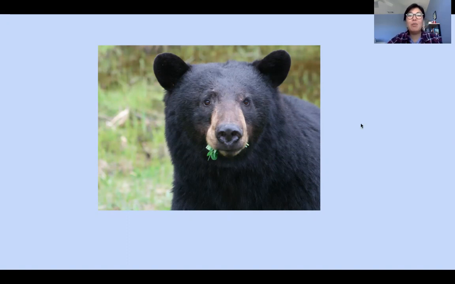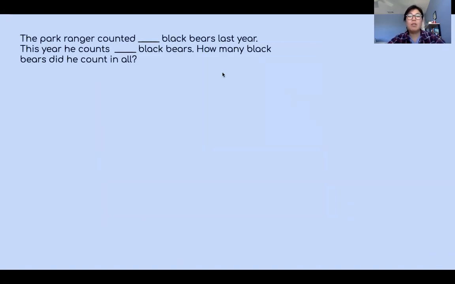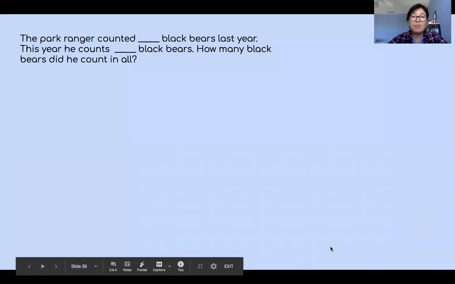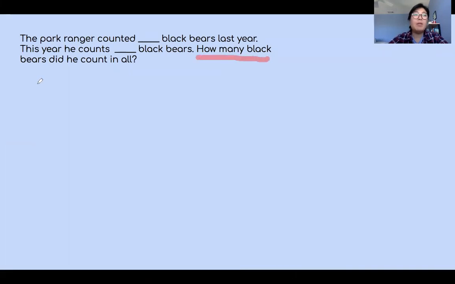Okay, so let's see what our word problem is for today. Let's read it together. The park ranger counted black bears last year. This year he counts black bears. How many black bears did he count in all? Okay, so what is the question asking? They're asking how many black bears did he count in all? Who? They're talking about the park ranger.